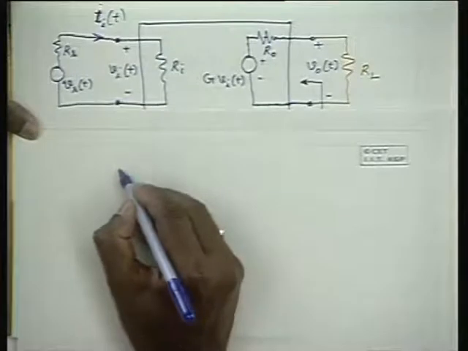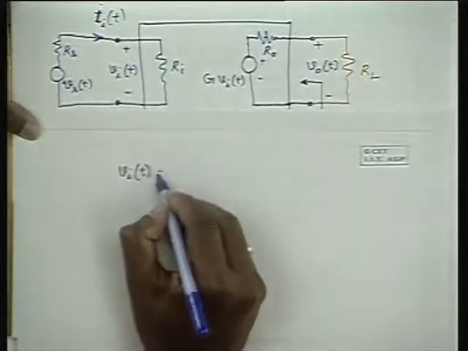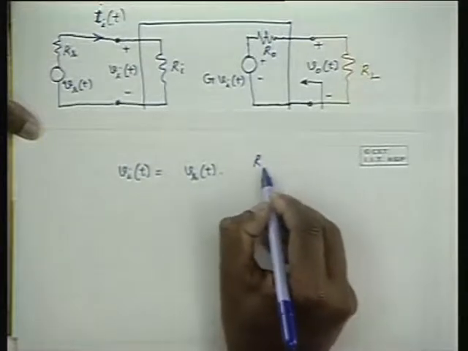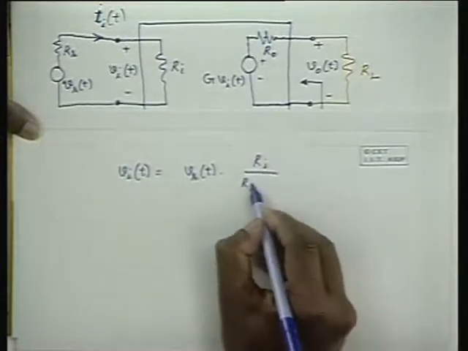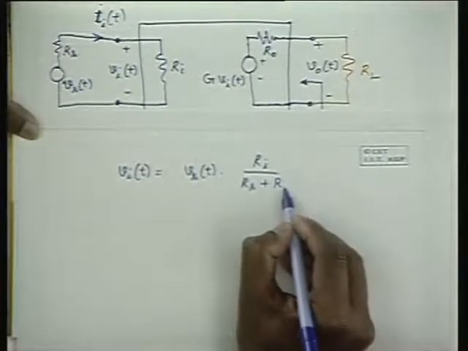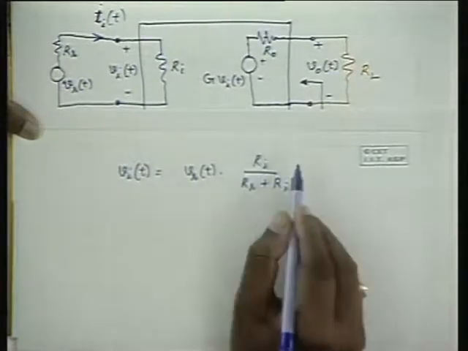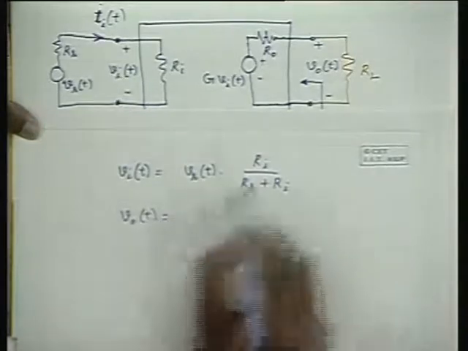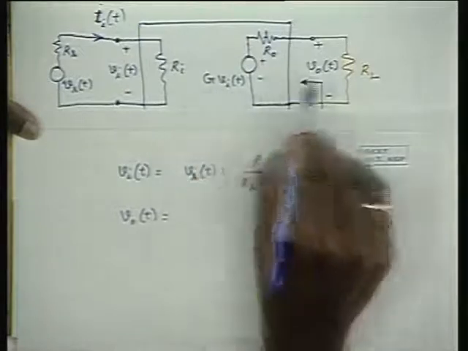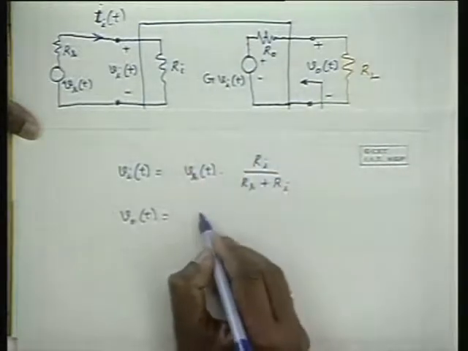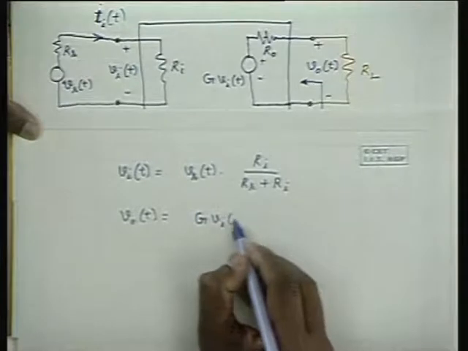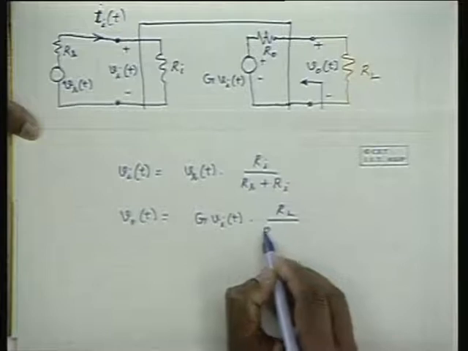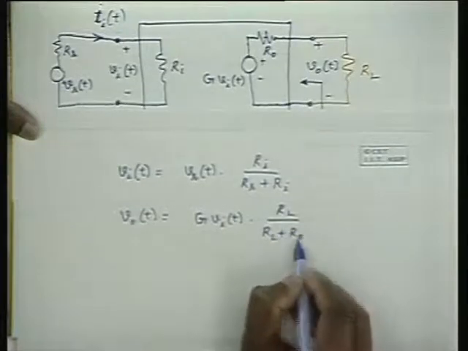So, now on the input side, VIT is going to be VST into RI by RS plus RI, therefore it is a ratio less than 1. And on the output side, the moment a load is connected, VOT is going to be less than GVIT by what quantity? By this quantity, RL by RL plus R naught.